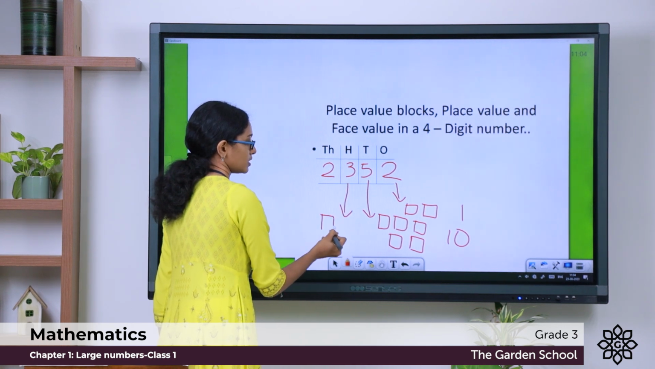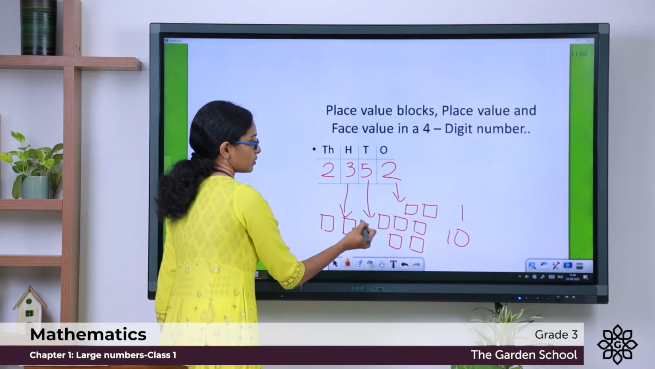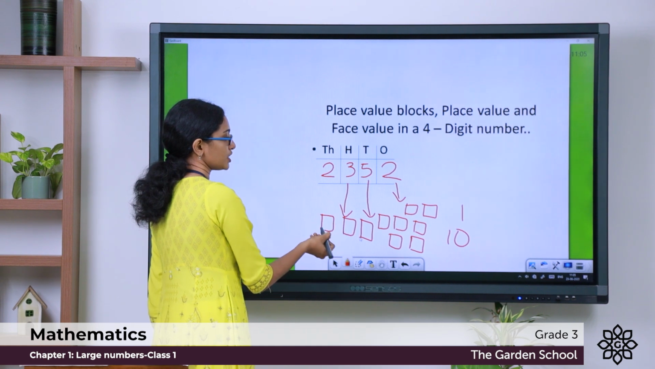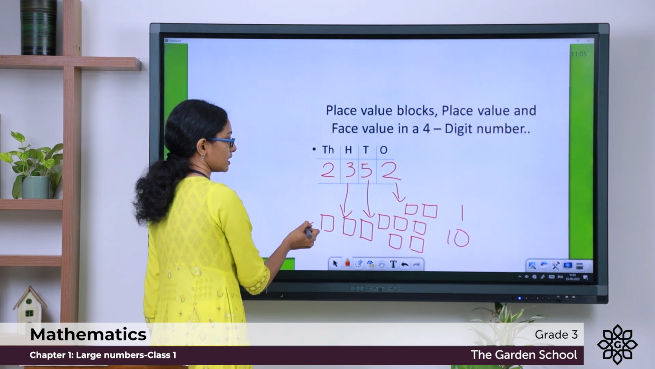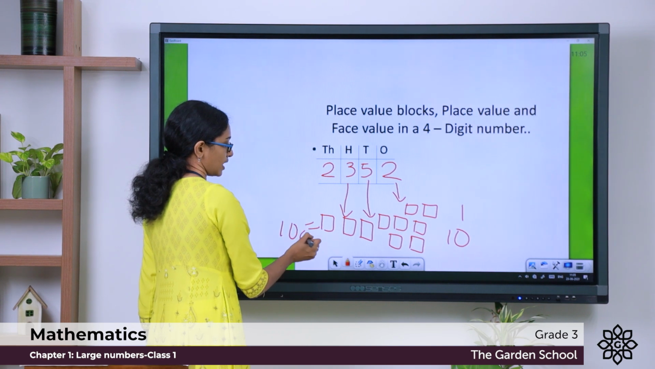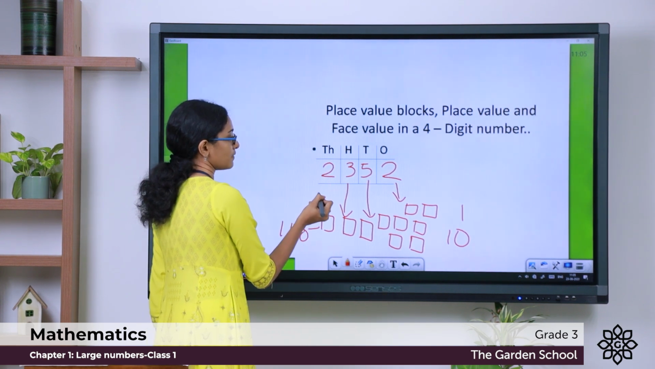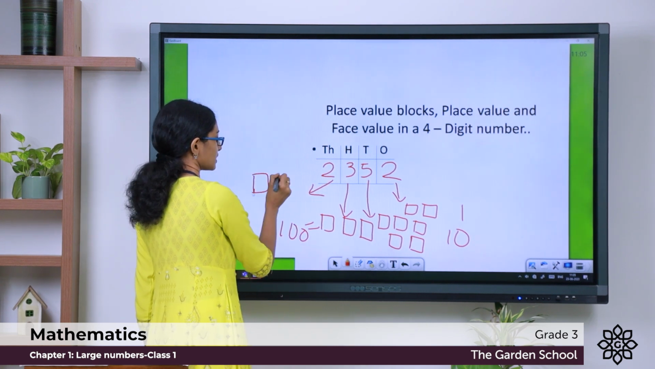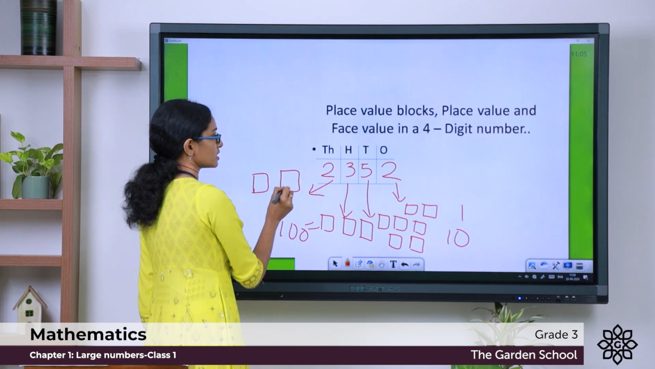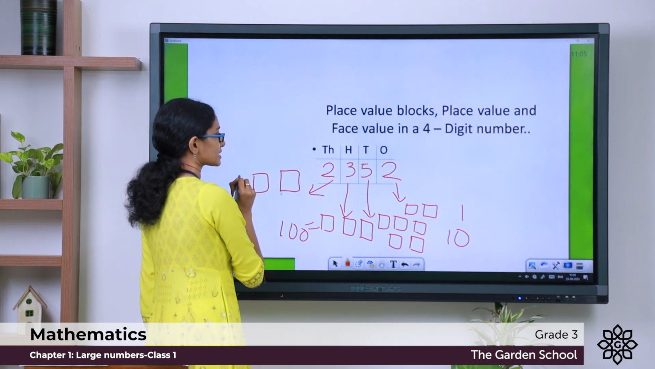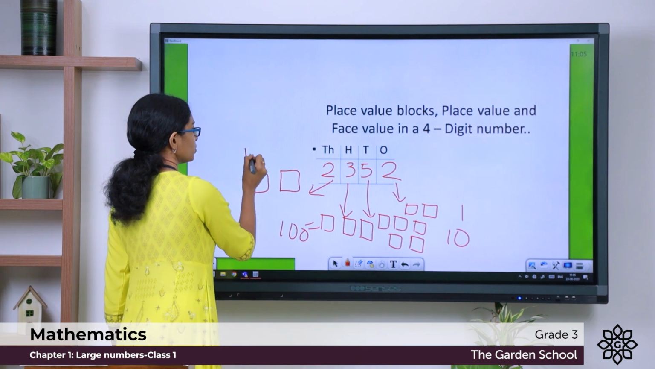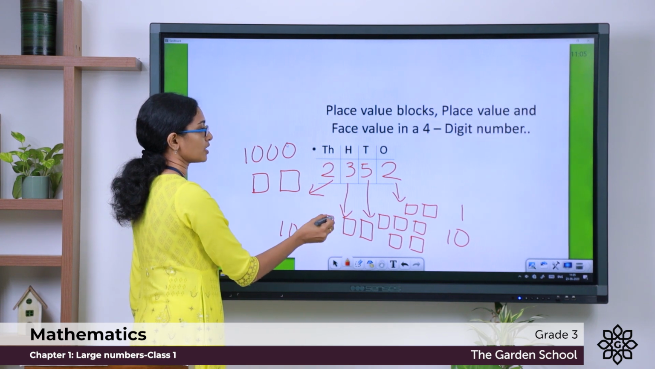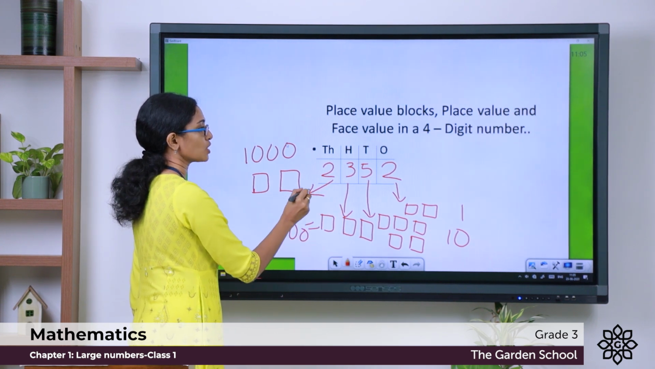Corresponding to the digit 3, I am going to draw 3 blocks. Since 3 is in the hundreds place, each block in this case will represent a value equal to 100. And here you have 2 in the thousands place. I am going to draw 2 blocks representing the digit 2. Since this is in the thousands place, each block in this case will represent a value equal to 1000.